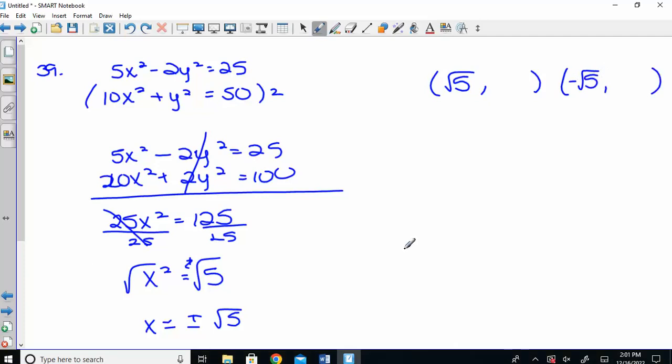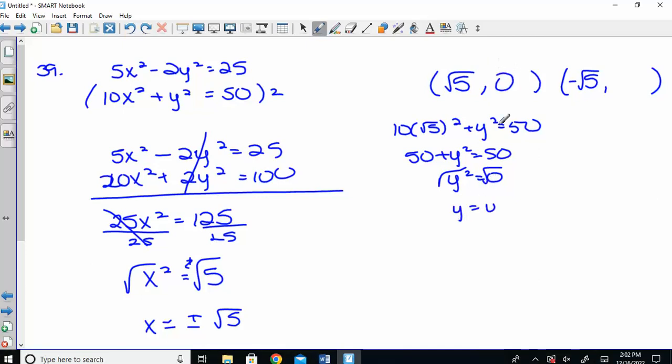How do we get our y? Does it matter which one? So if I just go with the second one. What is radical 5 squared? 5. So y squared equals 0. So y is 0. What's going to happen if you plug in a negative radical 5? So those are my solutions. Is that okay? Yeah.